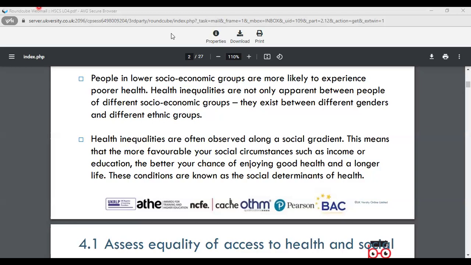Anyone who knows what I mean by being healthy, and what I mean by a determinant or a social determinant of health? Any idea? Of social determinants, is that what you're saying? Yeah. What is a social determinant of health?